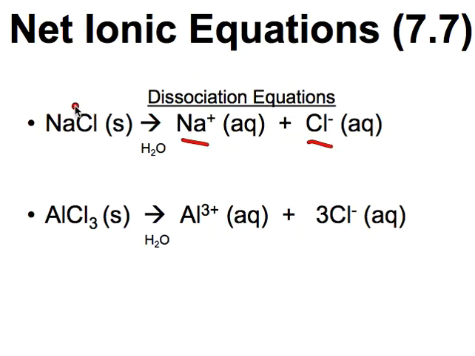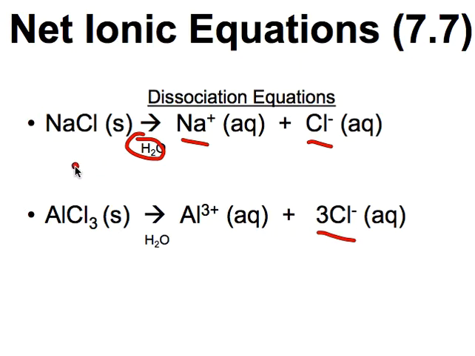And since it's a 1-to-1 ratio, I would get one chloride ion for every one sodium, or back and forth, one sodium for every one chloride. Something like aluminum chloride, however, has a 1-to-3 ratio of ions. So when it separates, and this is just showing that that's happening in water, it would break into one aluminum ion and 3 chloride ions.